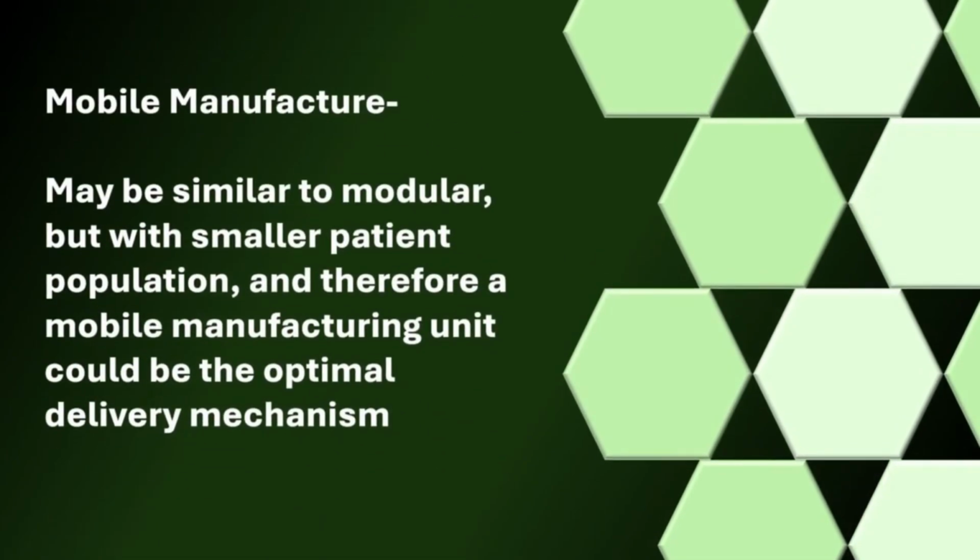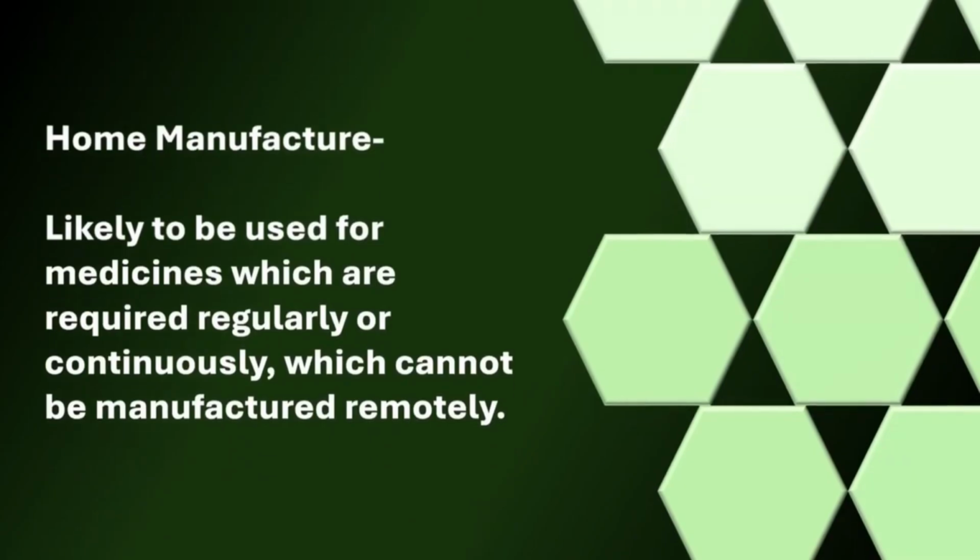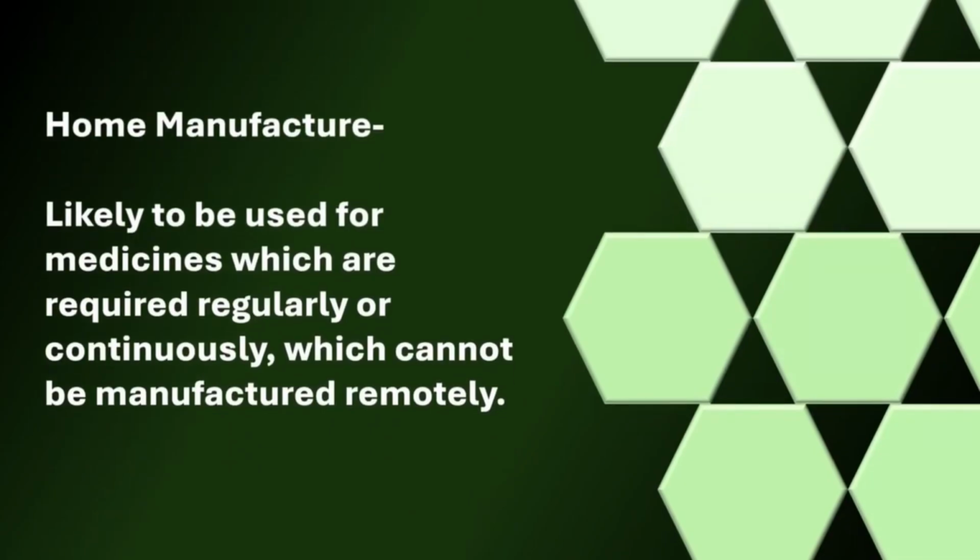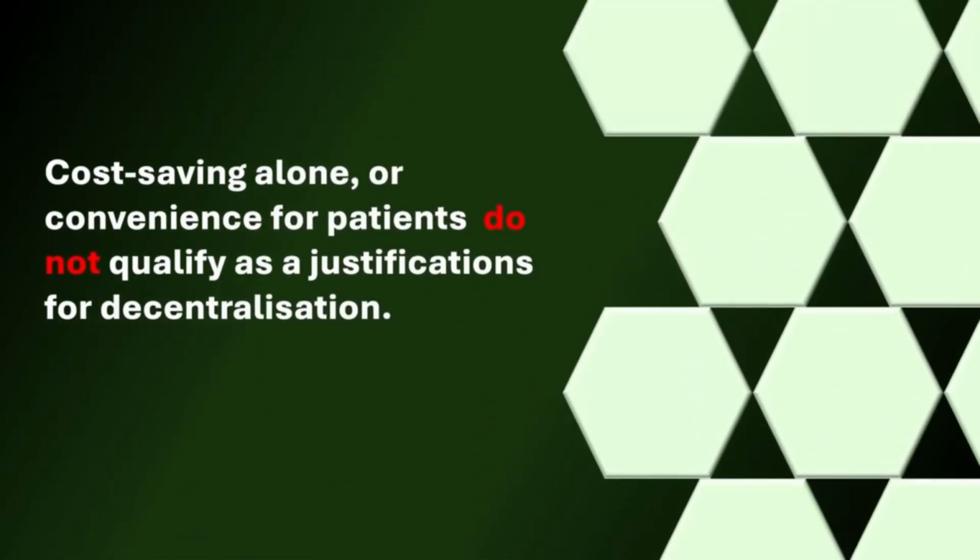Mobile manufacture may be required in similar circumstances, but patient numbers may be small and therefore a mobile service may be optimal. Home manufacture is likely to be necessary where patients require a continuous supply of a medicine, which is unfeasible to collect routinely from their local pharmacy or home care provider, for example. It should be noted, cost saving alone or convenience for patients do not qualify as justifications for decentralized manufacture applications.